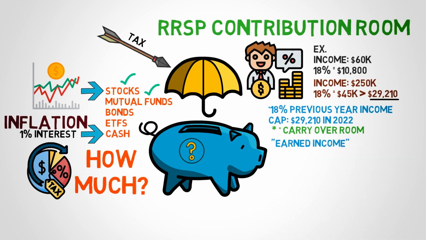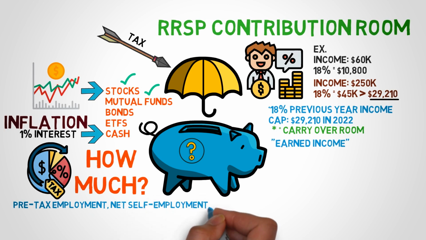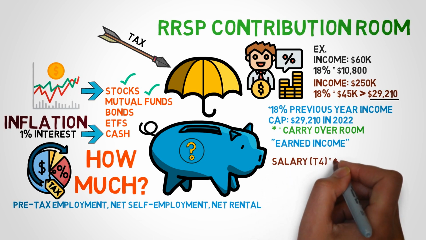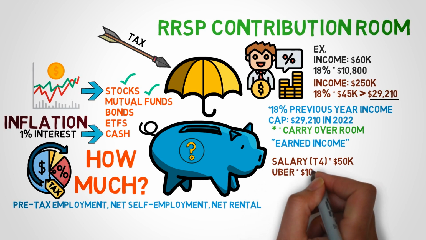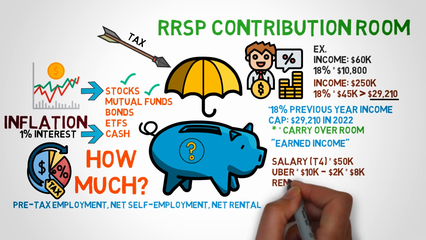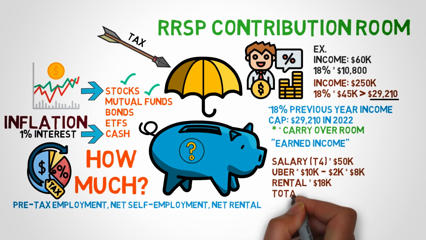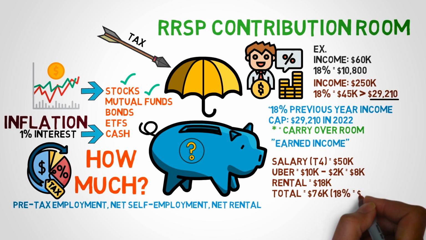It includes all your pre-tax employment income, your net self-employed income, and any net rental income. As an example, let's say your salary is $50,000 as reported on your T4, but you also Ubered on weekends, which got you $10,000, but you paid $2,000 in gas, which would count as an expense. Your net income from Ubering would be $8,000, and let's just say you rented your basement out and made $18,000. If you add all these together, you get an earned income of $76,000.